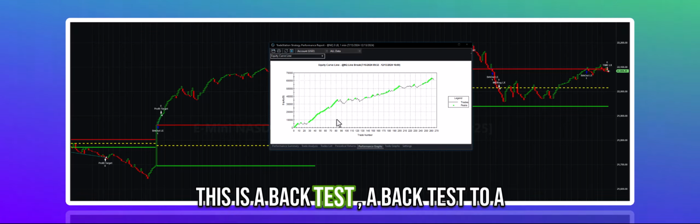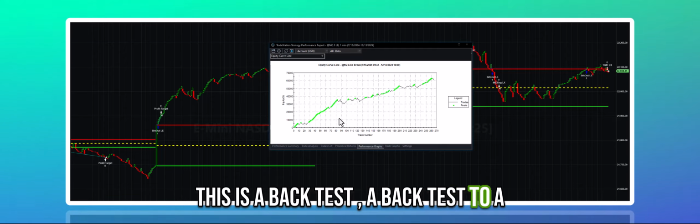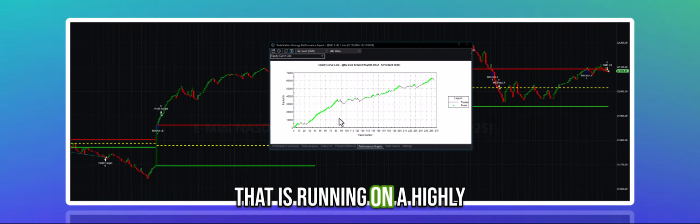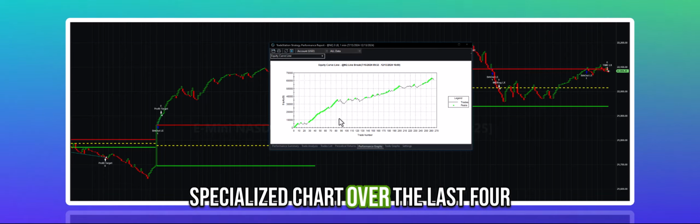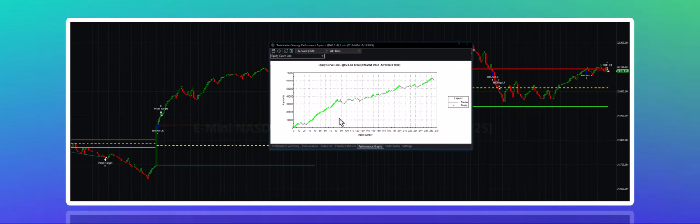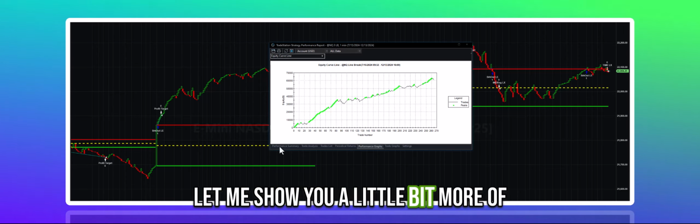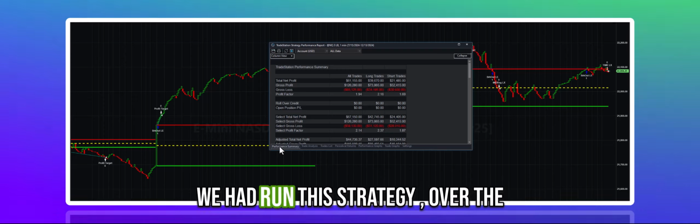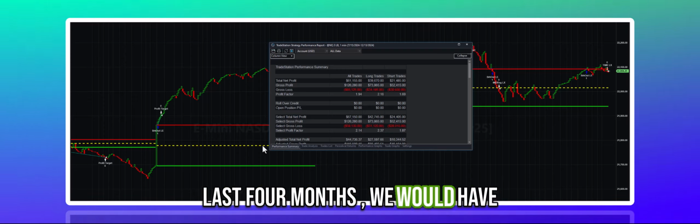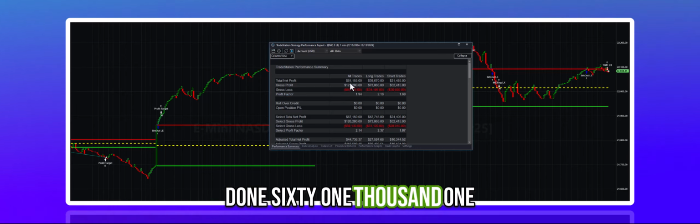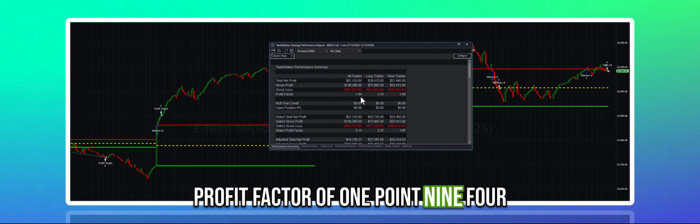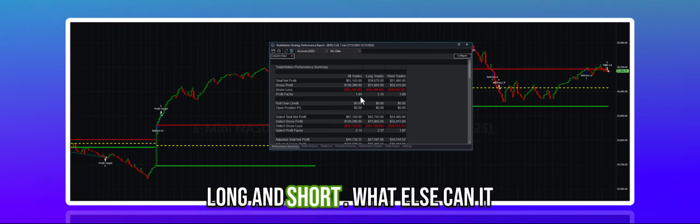This is a backtest to a strategy that we have written that is running on a highly specialized chart over the last 4 months. Let me show you a little bit more of the backtest. It has told us that if we had run this strategy over the last 4 months, we would have done $61,155, a profit factor of 1.94, long and short.